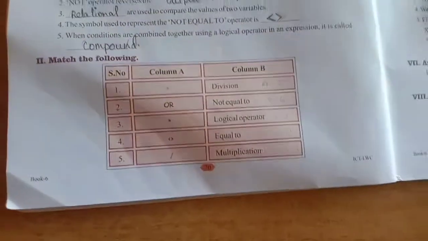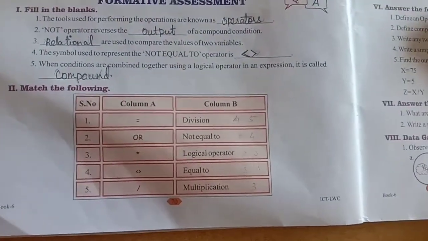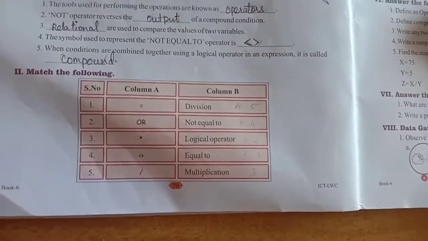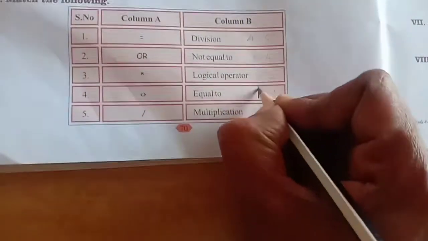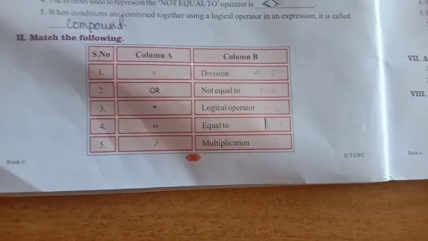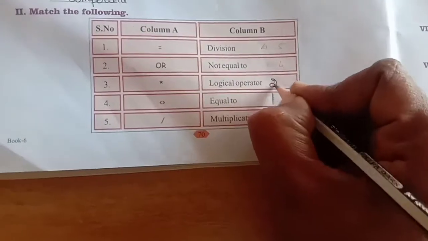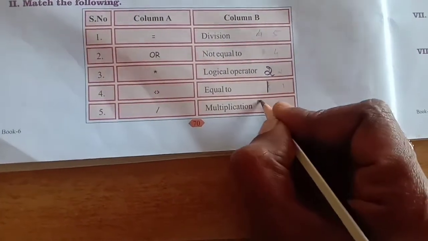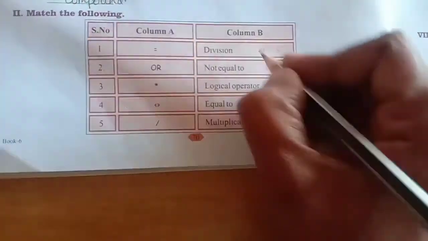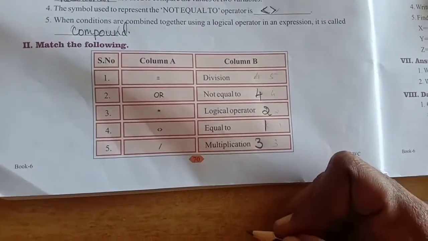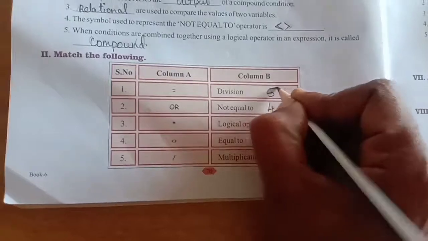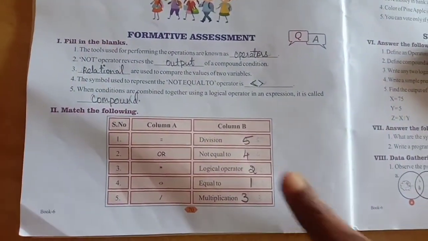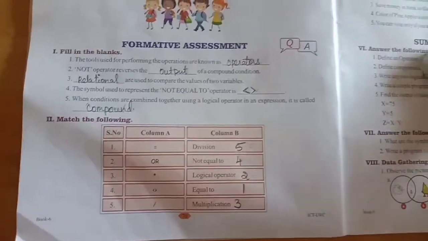Okay. Next we are moving to the second main, that is match the following. The first is equal to. Second is or, so that is a logical operator. Third one is a multiplication operator. Fourth is not equal to. Fifth is division. I request everyone to copy the same in your textbook.